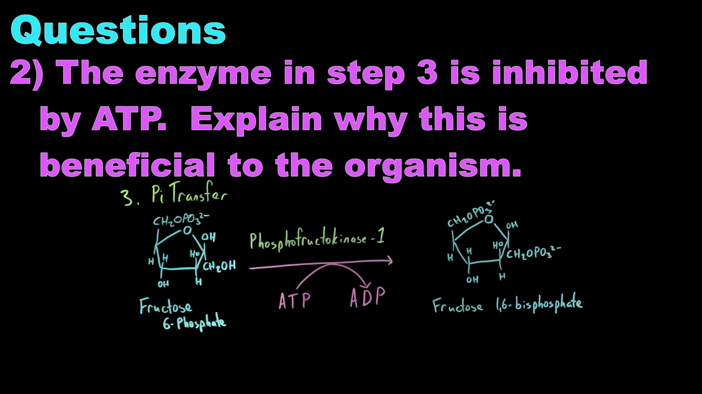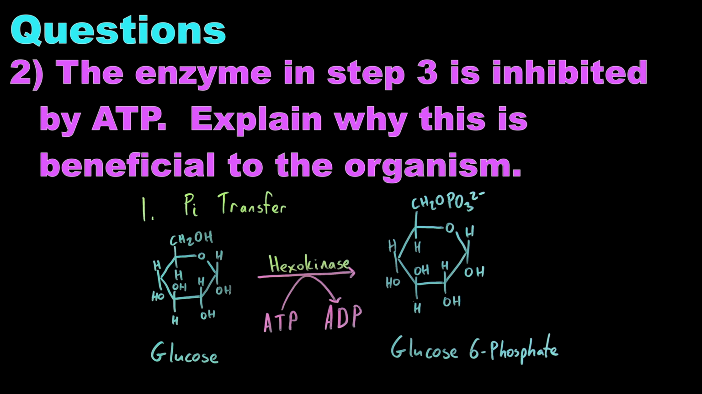Question 2. In step 3 of glycolysis, which was the conversion of fructose 6-phosphate to fructose 1,6-biphosphate, the enzyme is inhibited by ATP. Explain why this is beneficial to the organism. So in step 1, glucose to glucose 6-phosphate, the enzyme is inhibited by the product, glucose 6-phosphate. This is extremely beneficial to the organism because this step is irreversible. It's a problem if we make too much glucose 6-phosphate.